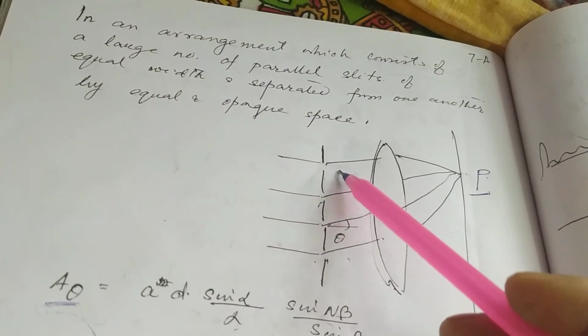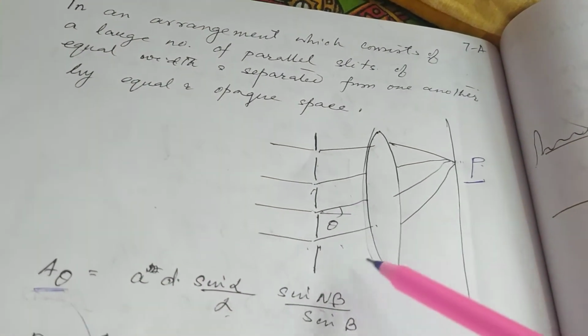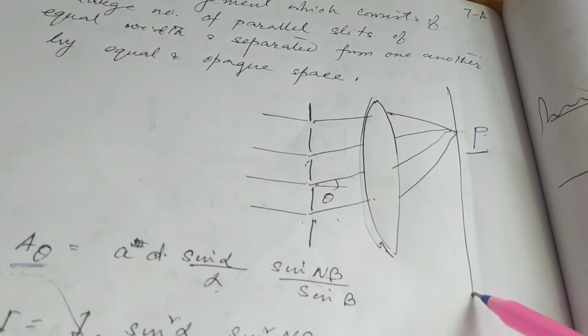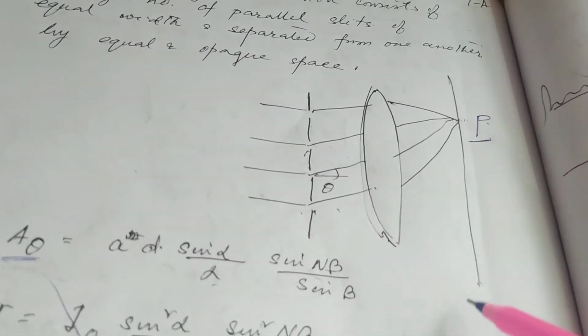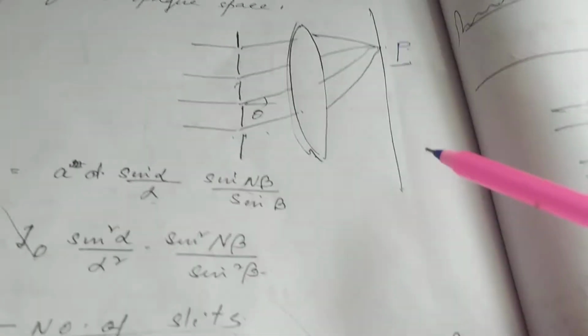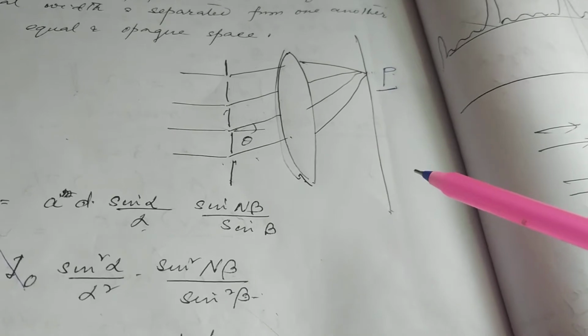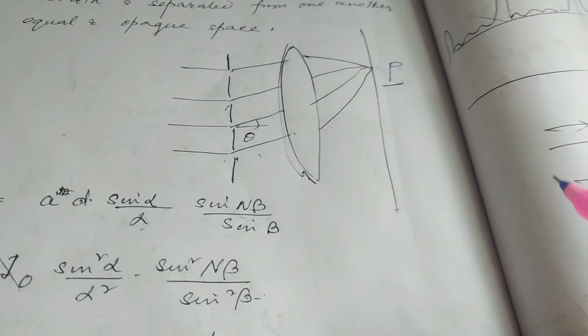As theta varies, that means as I consider different sets of parallel rays which converge at different points on the screen, I will get different intensities. Now let us see where I will get the principal maxima and where I will get the minima. Now what is alpha?